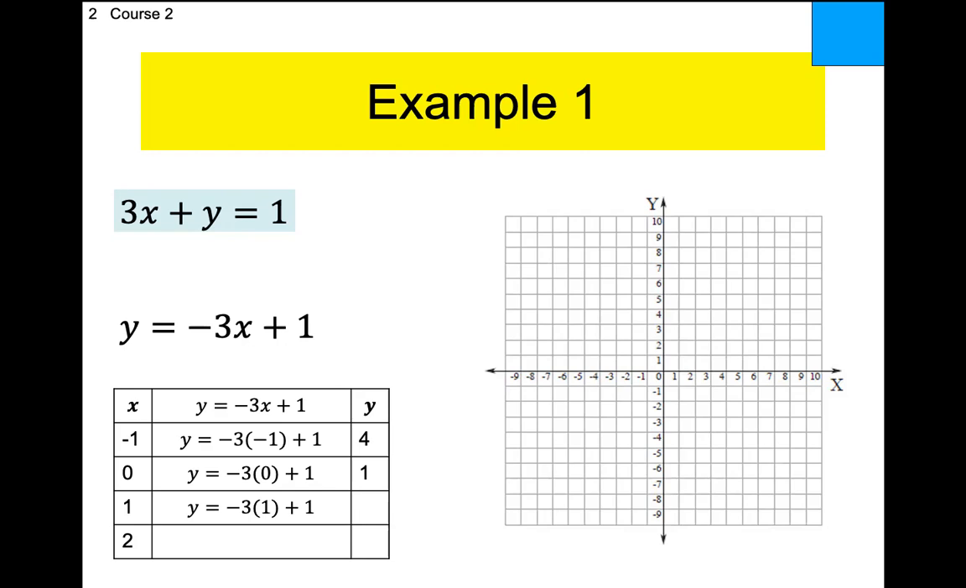All right, 1. -3 times 1? Negative 3. Plus 1. 0. No. Negative 2. All right, let's throw in a 2. -3 times 2? Negative 6. Plus 1? Negative 5. All right.